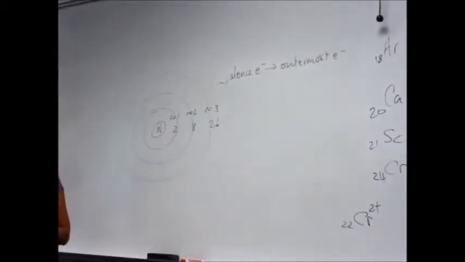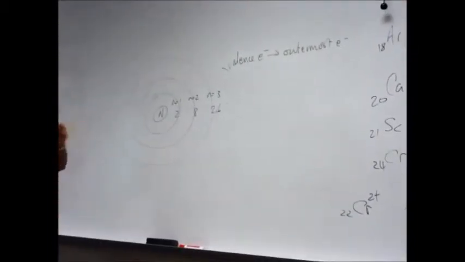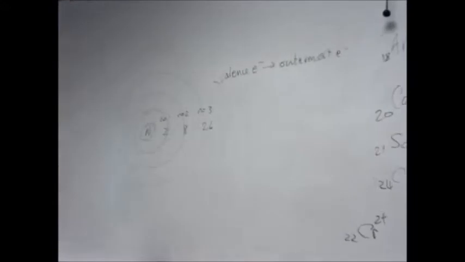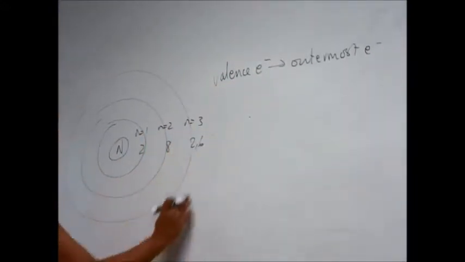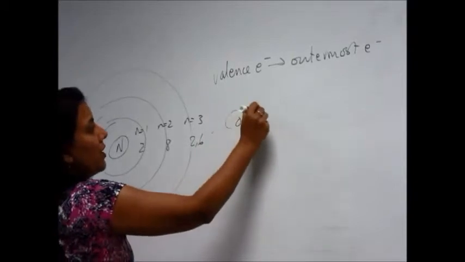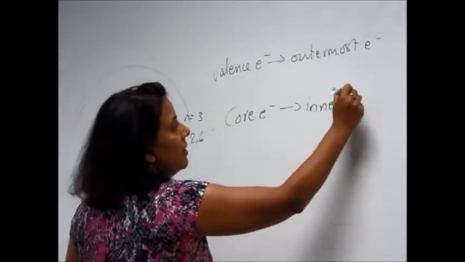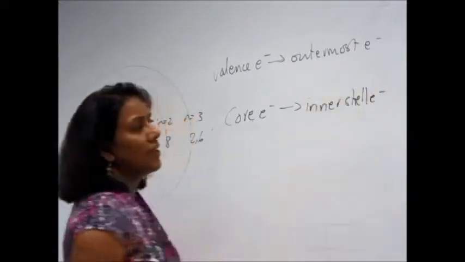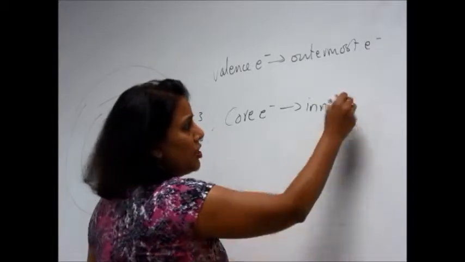In the outermost shell, whatever the last one is. So that's what I was telling you about with the transition metals: always get the outermost electrons, take out the valence electrons first. So valence electrons are the outermost electrons, and the rest of the electrons are called core electrons, and these are the inner shell electrons.